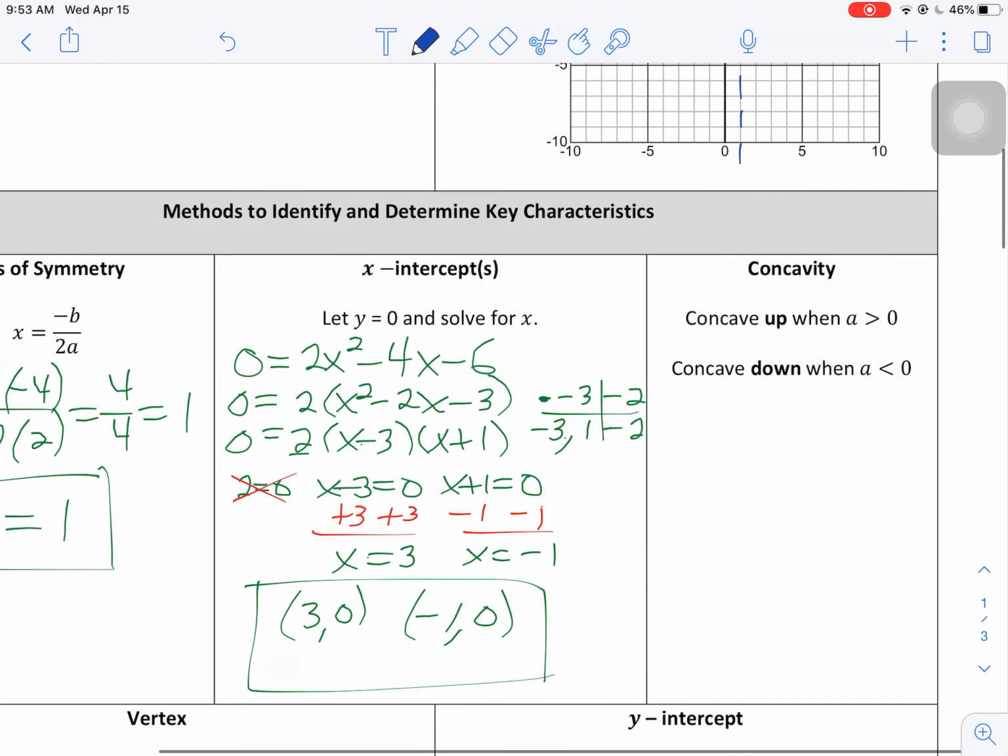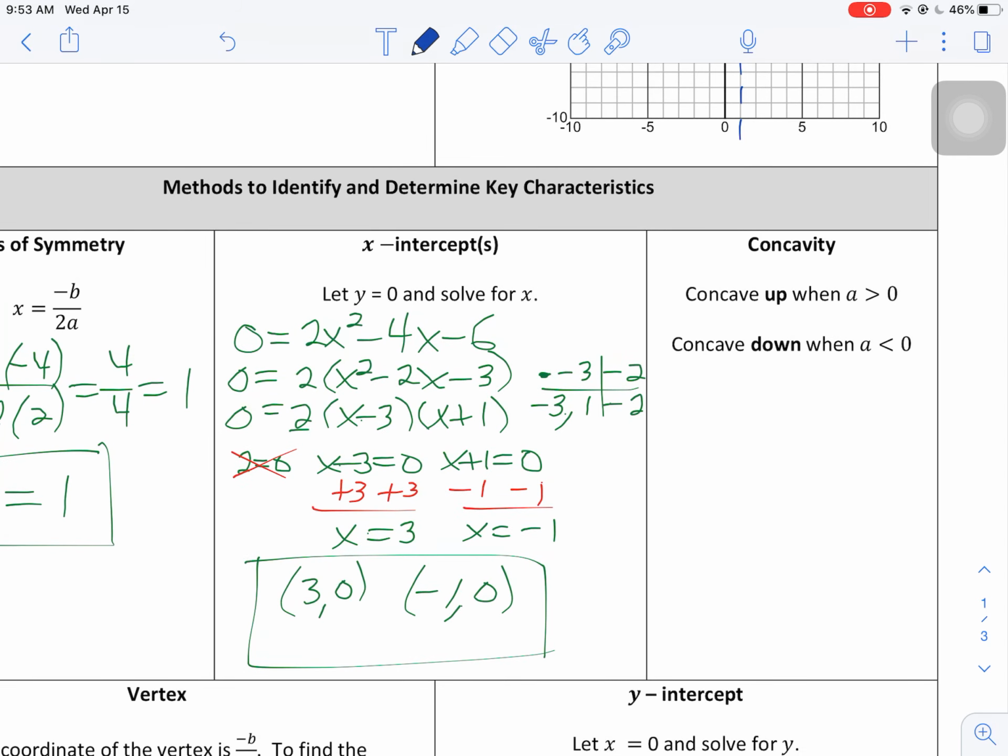All right, concavity, our favorite. We love concavity. It's so easy. You just look at your a value in the front. If a is positive, or greater than 0, you're concave up. If a is negative, or less than 0, you're concave down. Remember, concave up looks like this, concave down looks like this. So on our problem, a equals 2, which is a positive number, so we are going to be concave up.